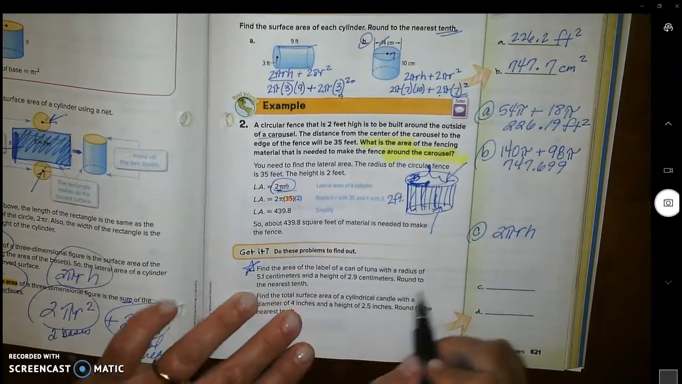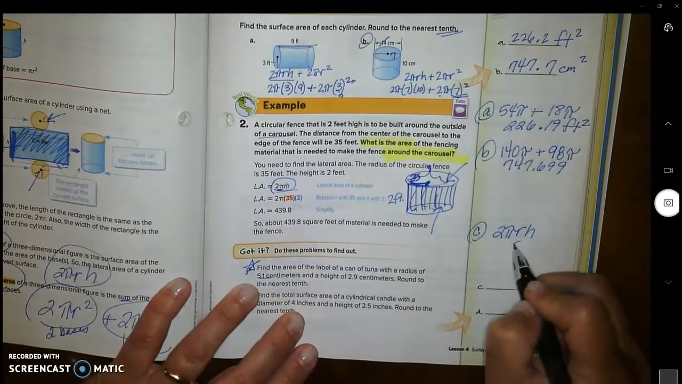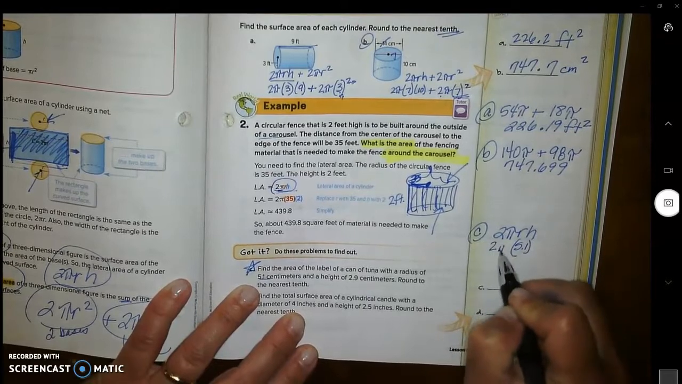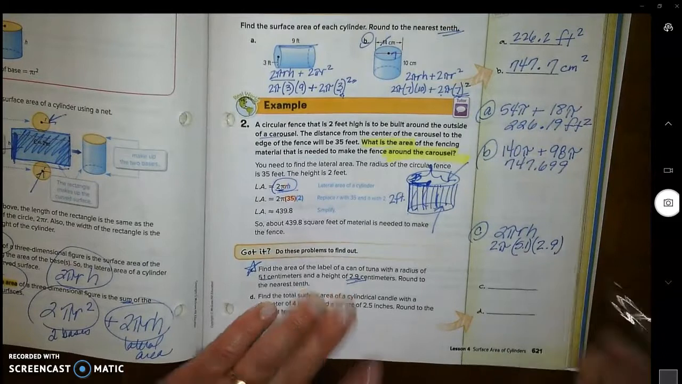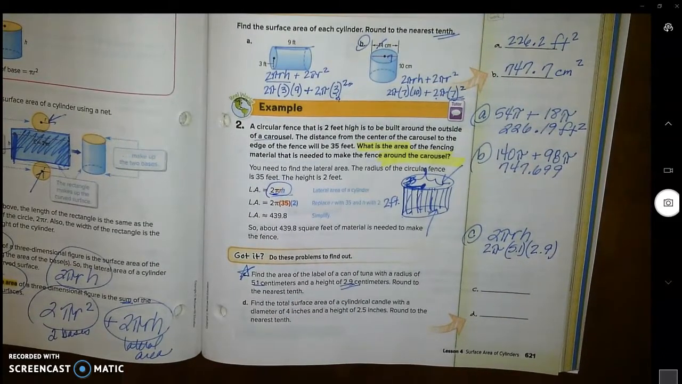All right, so let's see what we have. We have a radius of 5.1. So I've got 2 pi times 5.1 and a height of 2.9, and it's just a matter of typing it into your calculator.